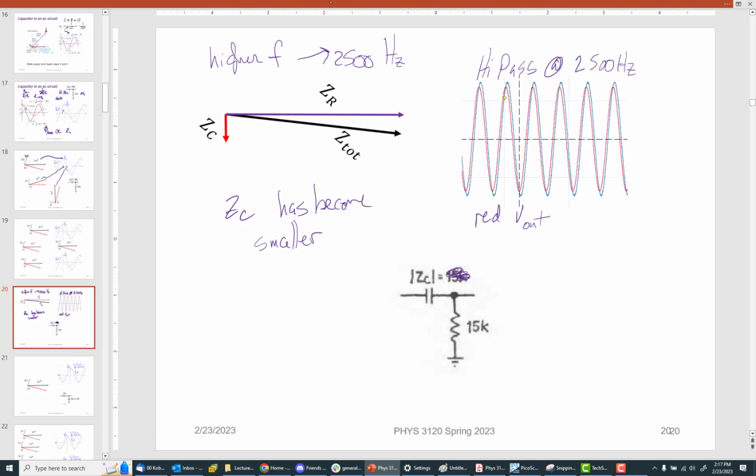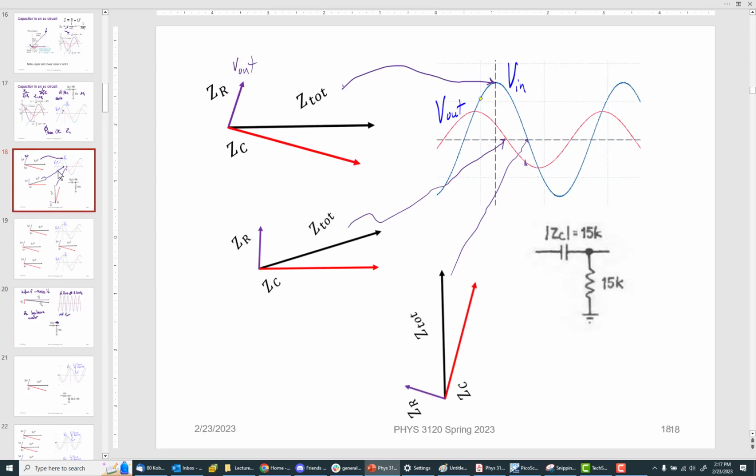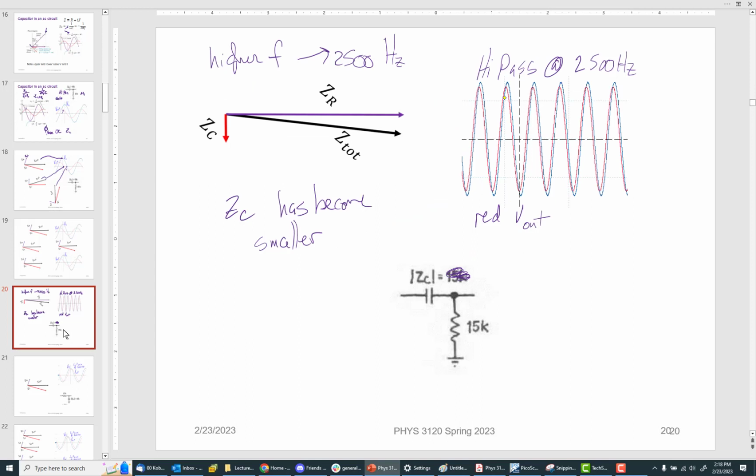And notice that the V out over V in has become nearly equal, and the phase shift is much less. And also, I make sure to point out, since we're measuring ZR, ZR comes earlier than Z total, and that's why V out is before V in. And you have to be careful. This is for the high pass filter.